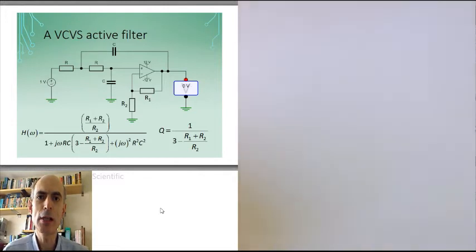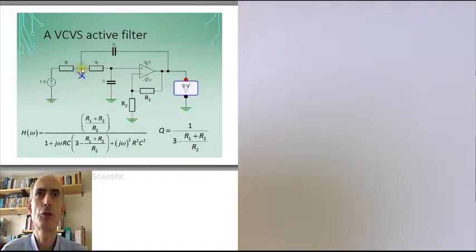Well, there are actually quite a few different second order active filters. This is a common one known as a VCVS, or a voltage controlled voltage source active filter. You can work out its frequency response using the standard sort of circuit analysis techniques that we've used before. It's a bit tiresome, but it's fairly straightforward if you just follow the general rules.